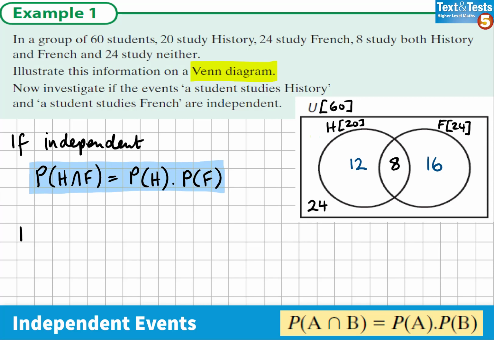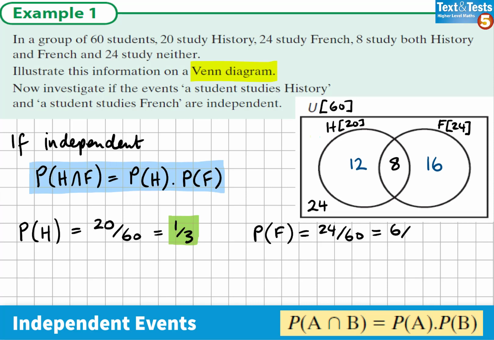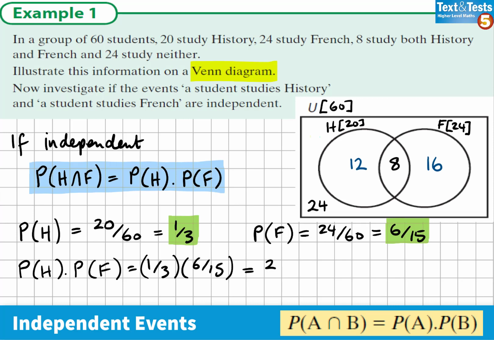So firstly, we see the probability that someone studies history. So the fraction of students studying history here would be 20 out of 60 or 1 in 3. The probability that someone studies French, well, the fraction of students that study French are 24 out of 60. And dividing above and below by 4, we see that that's 6 out of 15. So if we multiply the probability of history by the probability of French, it's 1/3 by 6/15, giving us 2/15.